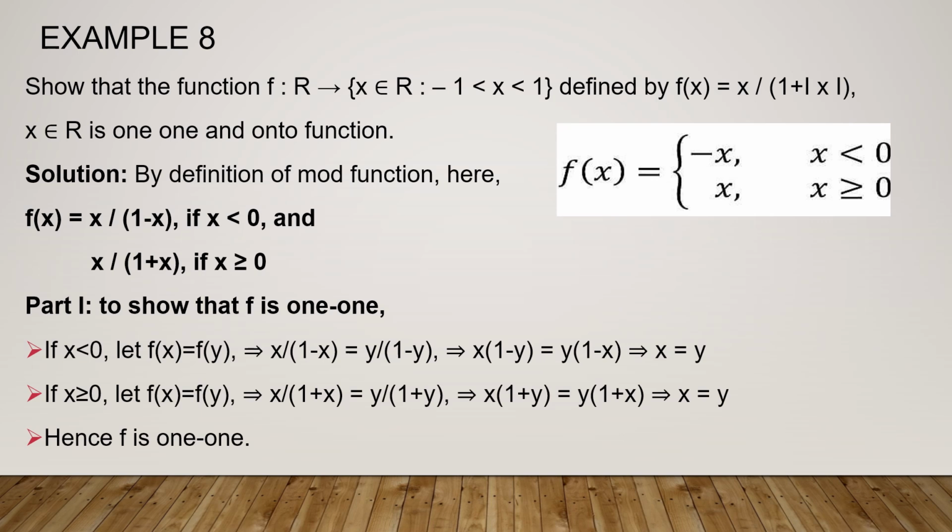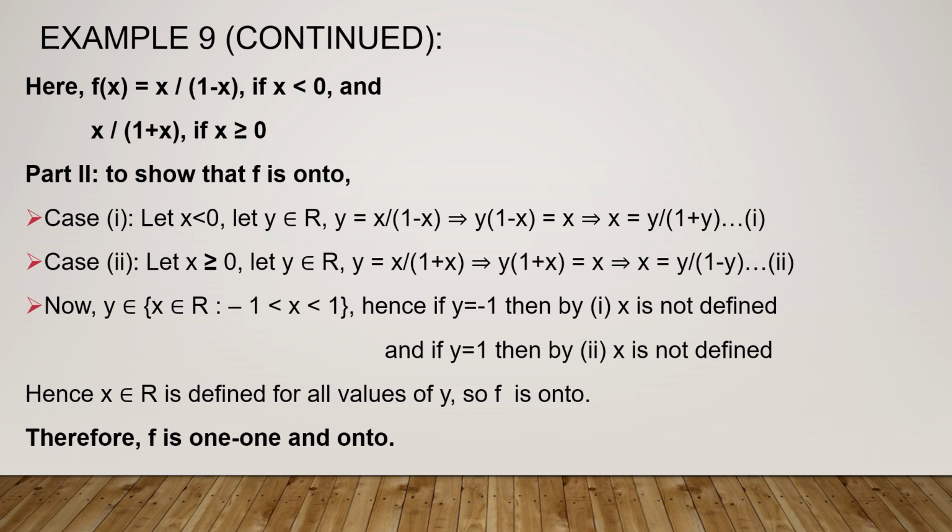Now the first part is for one-one. If x is less than 0, suppose f(x) is equal to f(y). That means x upon 1 minus x is equal to y upon 1 minus y. When you simplify this, you will get x equal to y. And if x is greater than or equal to 0, again assume f(x) is equal to f(y). So x upon 1 plus x is equal to y upon 1 plus y. Simplified, this will give you x is equal to y. So in both cases, we have shown that f is one-one.